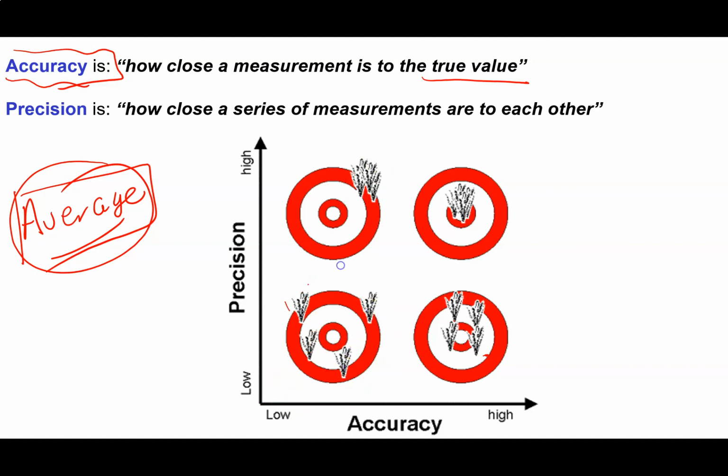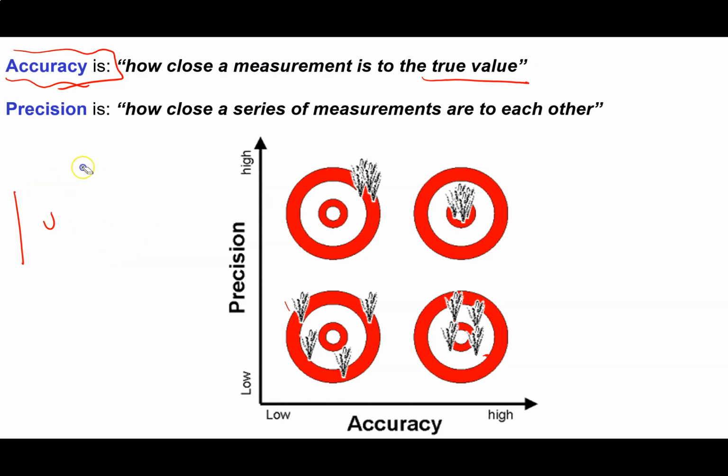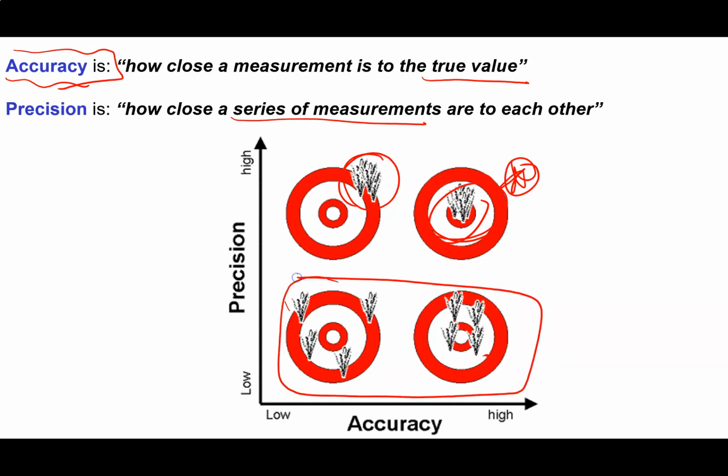Now, precision is a quality that can't be applied to a single measurement. It can only be applied to a series of measurements. And precision is telling you how close a series of measurements are to each other. So those guys are very close to one another, so we have high precision. These guys are close to one another over here, so we also have high precision. And these two in the bottom here, in both cases, these collections of arrows are not near one another.